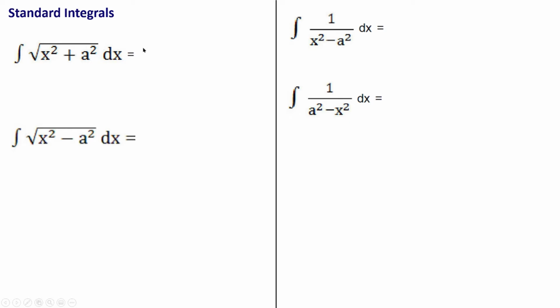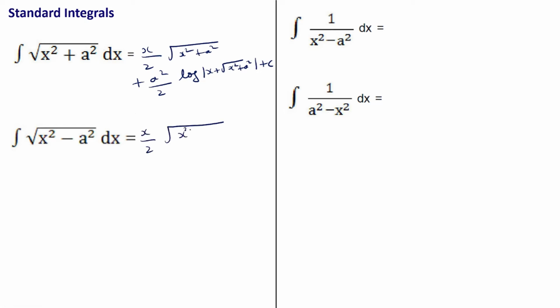Now let us continue with the formulae for some more standard integrals. Next we have integral root of x square plus a square dx. It is x by 2 root of x square plus a square plus a square by 2 log mod x plus root of x square plus a square plus c. Next we have integral root of x square minus a square dx. It is x by 2 root of x square minus a square minus a square by 2 log mod x plus root of x square minus a square plus c.